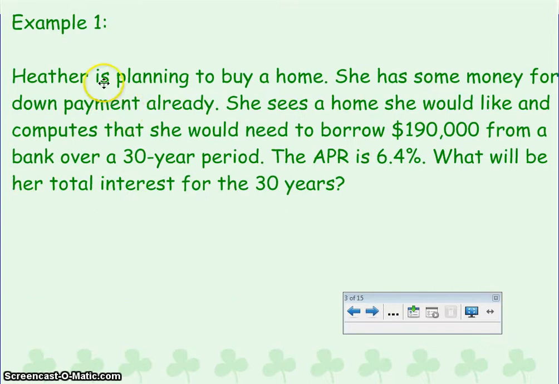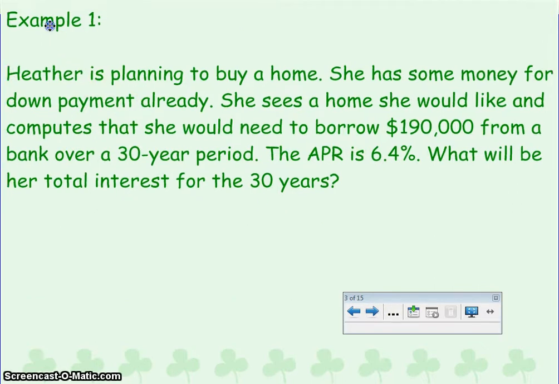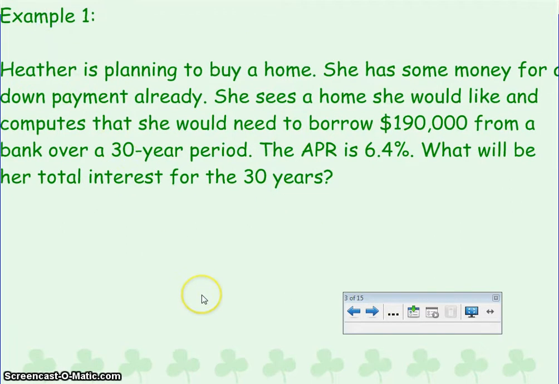So for example 1, it says Heather is planning on buying a home. She has some money put away for a down payment already. She sees a home she would like. She computes that she would need to borrow about $190,000 from the bank over a 30-year period at an APR of 6.4%. What will her total interest be over the 30 years?